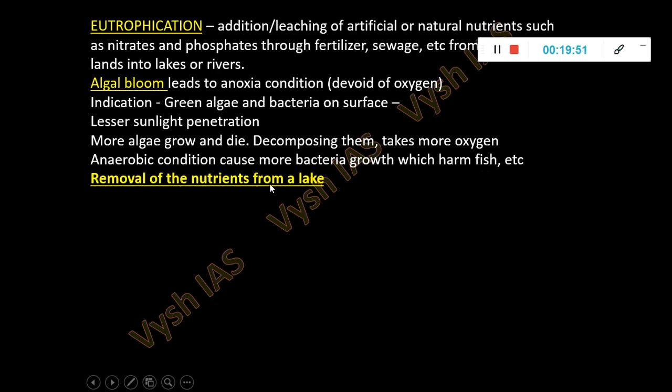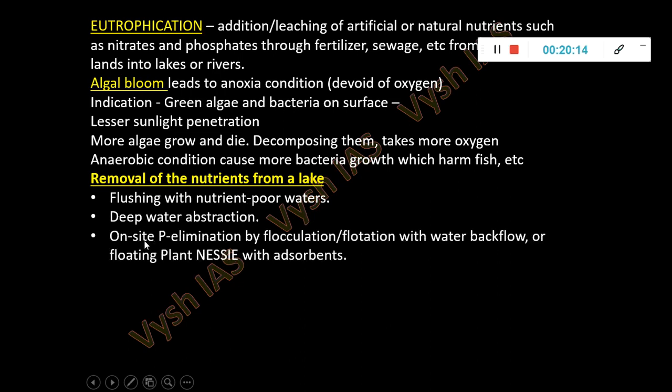Okay, so removal of the nutrients from the lake, there are many methods which you have to simply learn by heart, so that if UPSC asks a question like which of the following are effective methods of removing or preventing eutrophication, then you have to just memorize these points. Flushing with nutrient-poor water, meaning non-nutrient water, flush it too much into that kind of lake. Then deep water abstraction, on-site P elimination by flocculation.